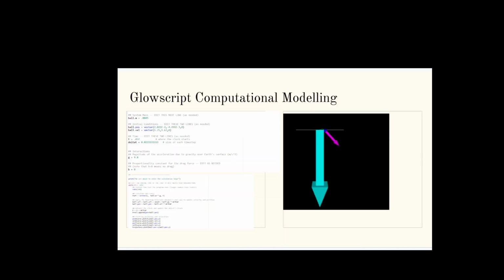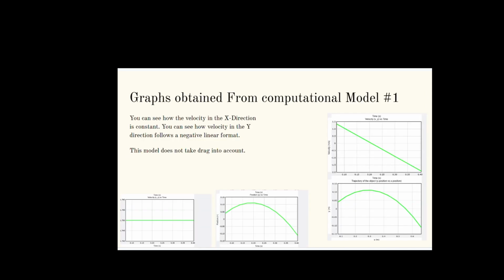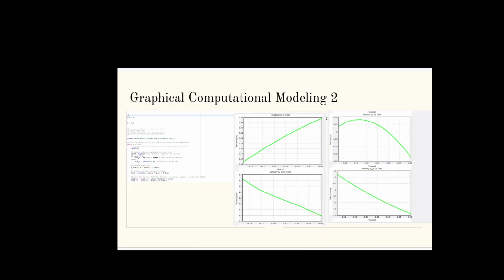And then here's the code. You can see that we changed the time, delta t, the initial position, velocity, and gravity based on our calculations below. And here are the graphs we got. As you can see, velocity in the x direction is constant, and velocity in the y direction is linearly decreasing by 9.8 because that's our acceleration. And then in the second model, you can see here that we took drag into account, and we showed our calculations here. It's not as linear, there's some curvature.